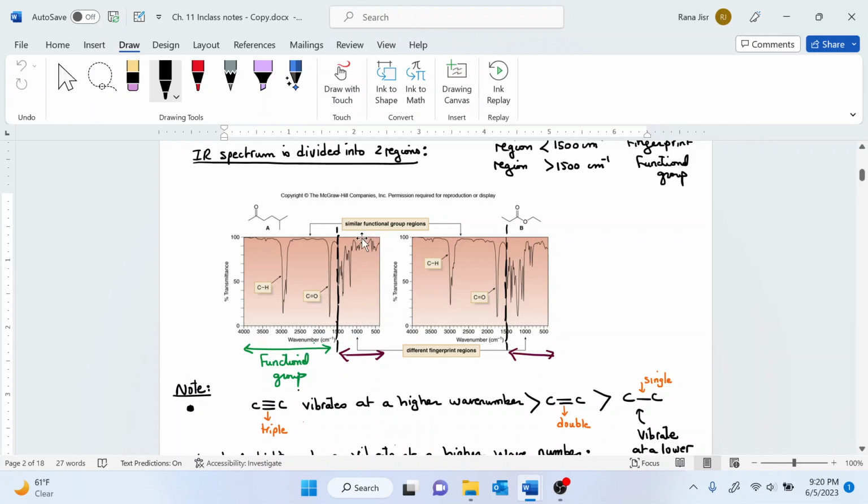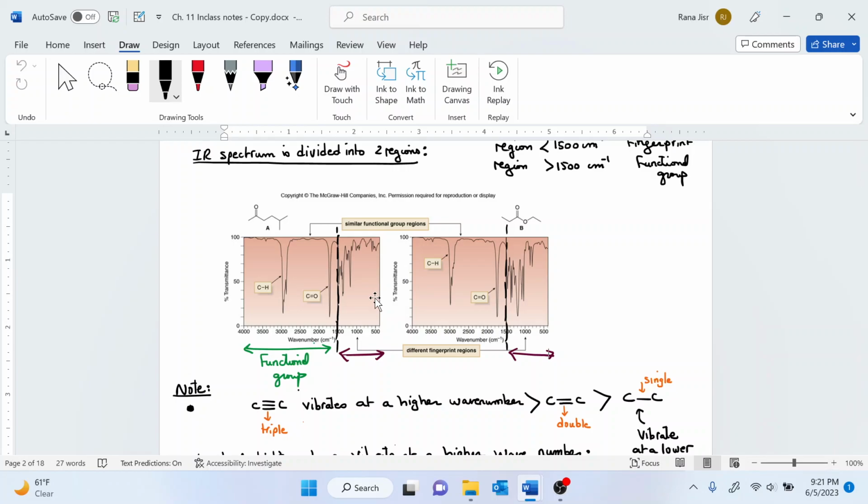Now the spectrum is divided into two regions, and the regions are split at 1,500 centimeter to the -1. Above 1,500 centimeter to the -1, we call this the functional group region. This is where most of the functional groups absorb. Below 1,500 is called the fingerprint region, and this is where you see the bending vibrations, the wagging, the scissoring, all of those. Every single molecule has specific bending vibrations, and this is why we call it a fingerprint region, because this region can identify the molecule.